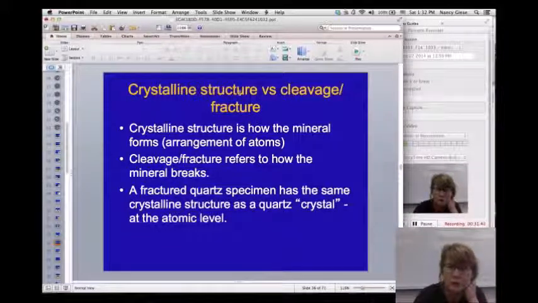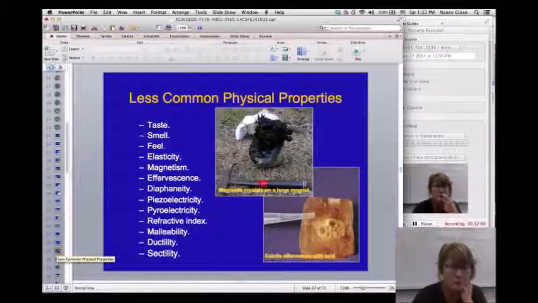Crystalline structure is how a mineral grows, the shapes that form. All minerals have a crystalline structure. Some minerals, when you break them, they cleave and form flat faces. Some minerals, when you break them, they do not cleave, they just break randomly. We call that fracture. So two different things, crystalline structure versus how it breaks.